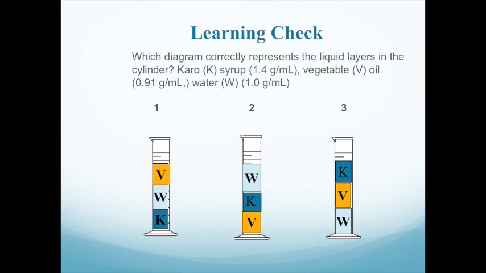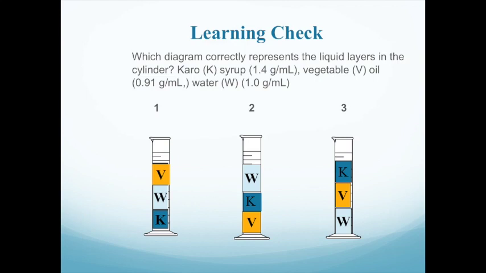So this brings us to a learning check. Which diagram correctly represents the liquid layers in the cylinder? You have 3 liquids: Karo syrup, which is 1.4 grams per milliliter in density, vegetable oil, which is 0.91 grams per milliliter in density, and water, which is 1 gram per milliliter in density.